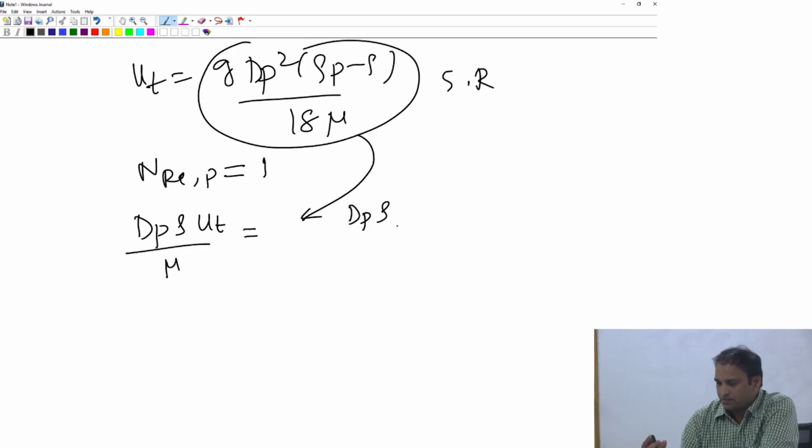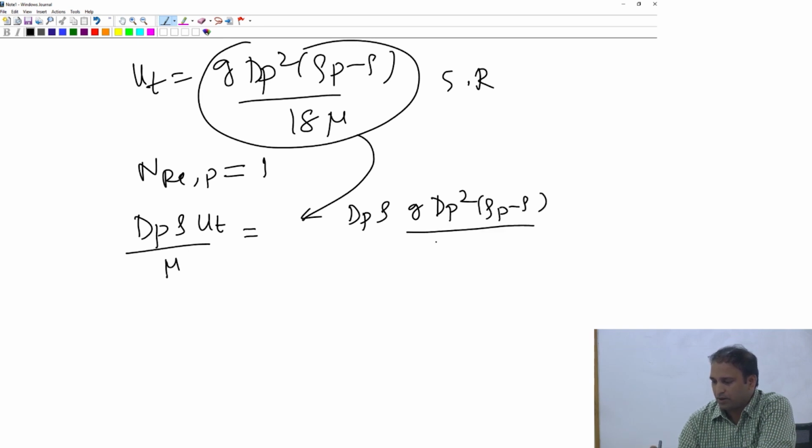Okay, that's going to be your g dp square into rho p minus rho divided by 18 mu, right? So what I can write this as, I'm going to write it as q. And I'm going to write this as 1 over, 1 divided by 18, right?